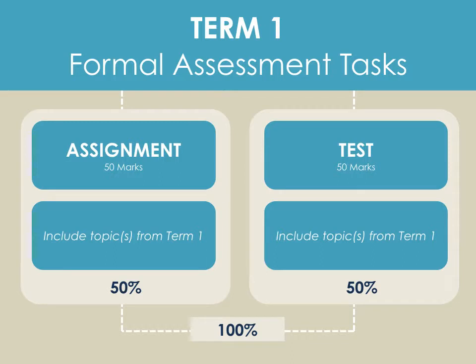Now the assessment, or the formal assessment tasks for grades 7, 8 and 9 are the same every year. In term 1, the learners will do an assignment, which counts 50% of the term mark, and a test, which counts 50%. Both of these come from topics covered in term 1.